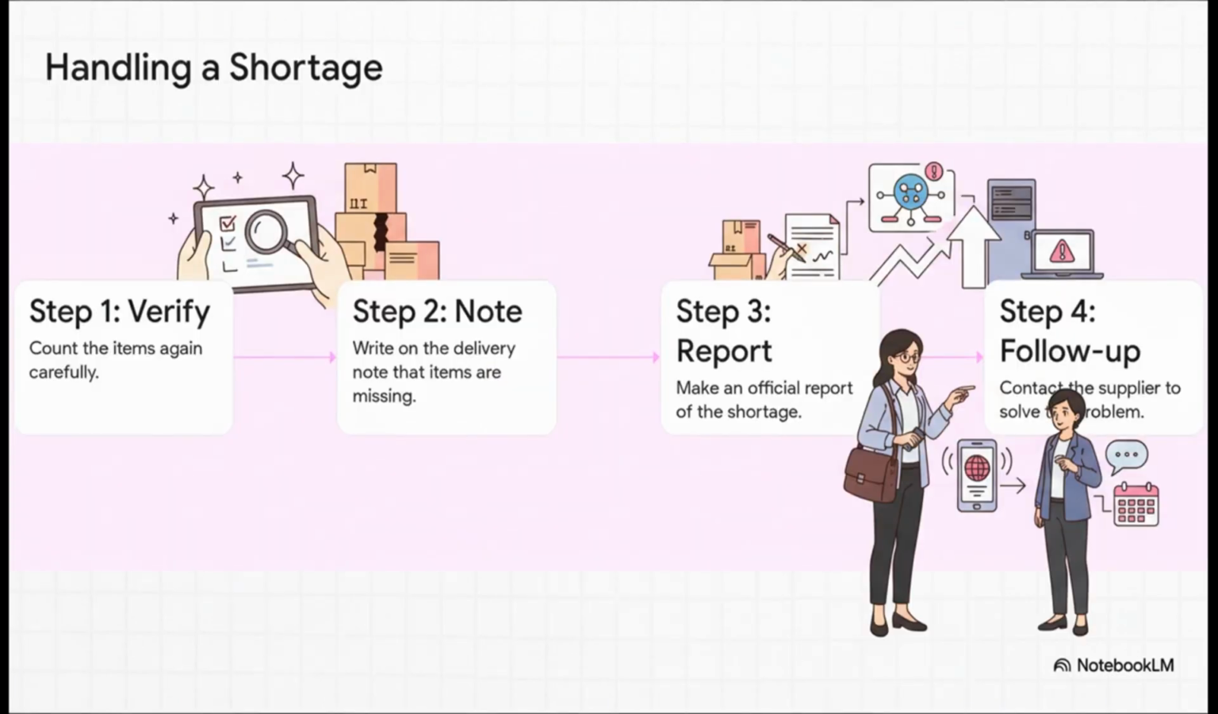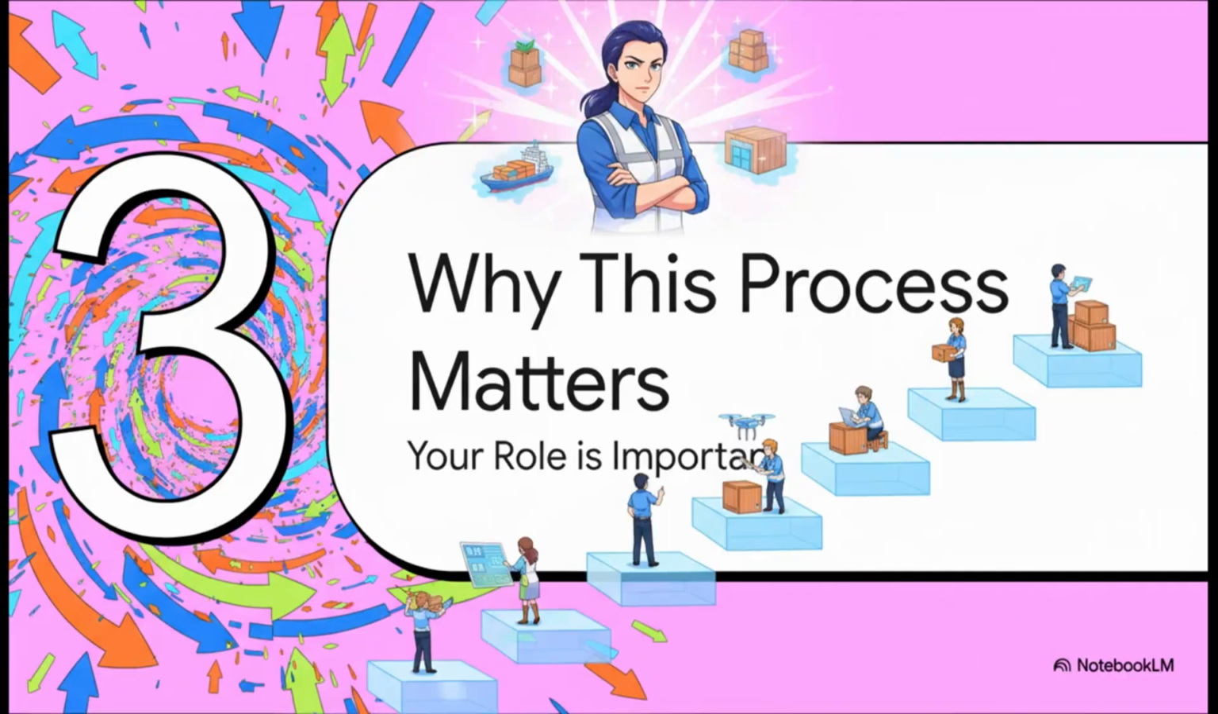So let's just recap those 4 steps. 1. Verify the count. 2. Note the shortage on the delivery paper. 3. Report it to your company. And 4. Follow up with the supplier. Verify, note, report, follow up. Pretty straightforward. So we have the steps, but let's talk about why they're so important.